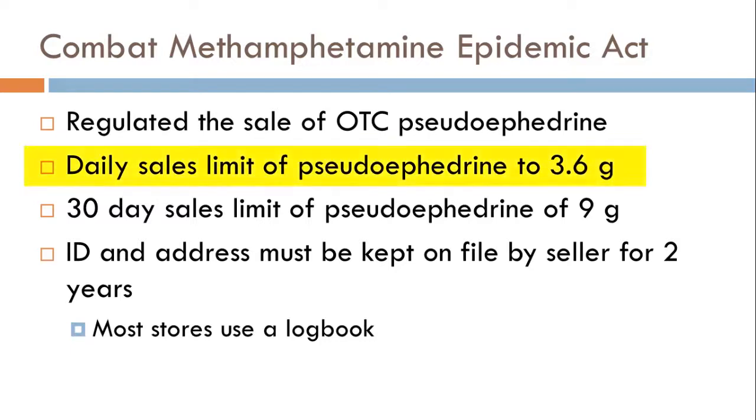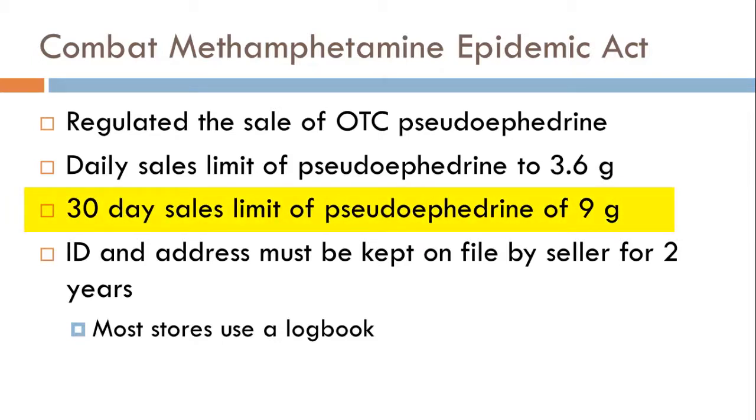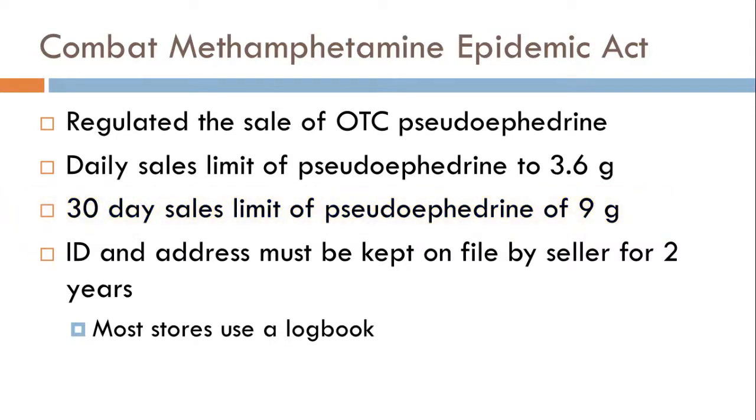So let's look at how much that is. It's 3.6 grams per day they can buy. There's a little math you might have to do. You pick up a box of Sudafed and it's got 30 milligrams per tablet. You need to look at how many tablets are in that, multiply that times 30 milligrams, and see if the 5 boxes that they're wanting to buy is greater than 3.6 grams. Your logbook, whether it be electronic or handwritten, needs to be able to tell me whether they've gotten some within the last 30 days, because they can only get 9 grams in 30 days. So definitely know this act, know those two numbers, the daily 3.6 gram and the 30-day 9 gram limit.